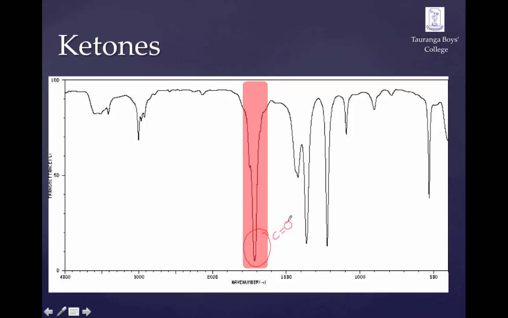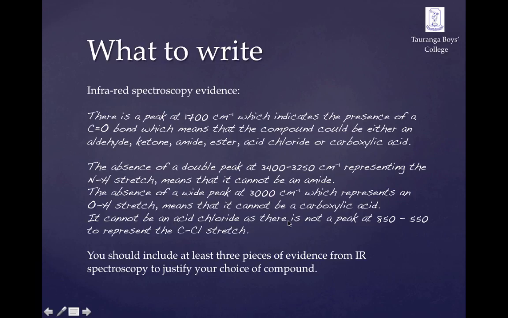Now in the internal, you obviously have to be able to write the information and the data that you've collected. This is an example of what you'd write down. So if we're referring to our last example of the ketone, you would say that there is a peak at around about the 1700 region, which indicates the presence of a carbon-oxygen double bond. This means that the compound could either be an aldehyde, ketone, amide, ester, acid chloride, or carboxylic acid.